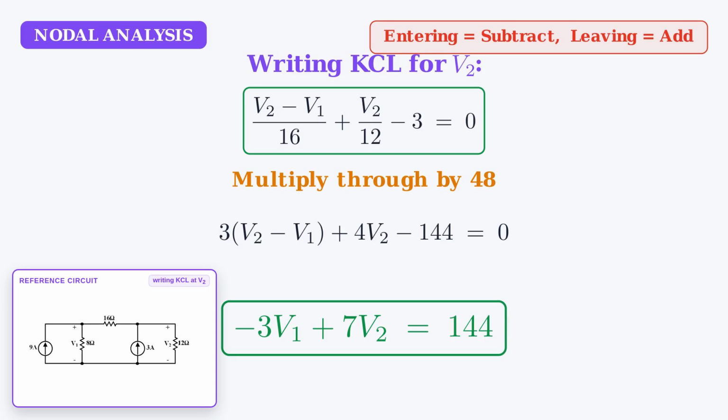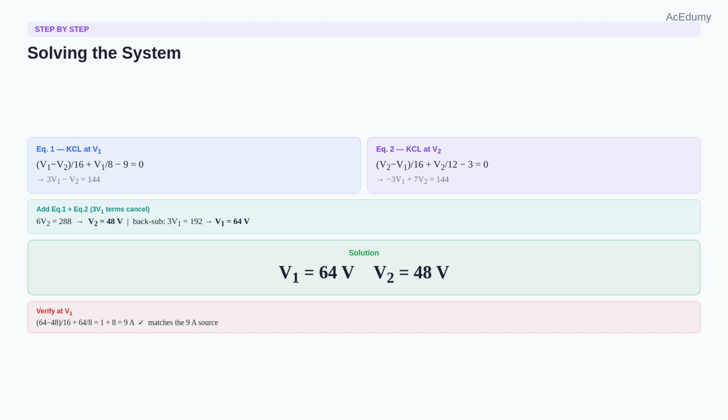Multiply through by 48 to clear denominators. We get 3V2 minus 3V1 plus 4V2 minus 144 equals 0. Simplifying, minus 3V1 plus 7V2 equals 144. That is our second equation. Now we solve the 2 equations together. Equation 1. 3V1 minus V2 equals 144. Equation 2. Minus 3V1 plus 7V2 equals 144.